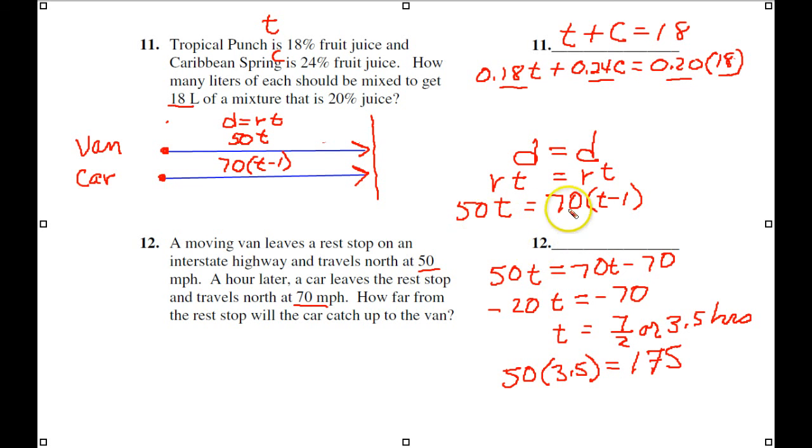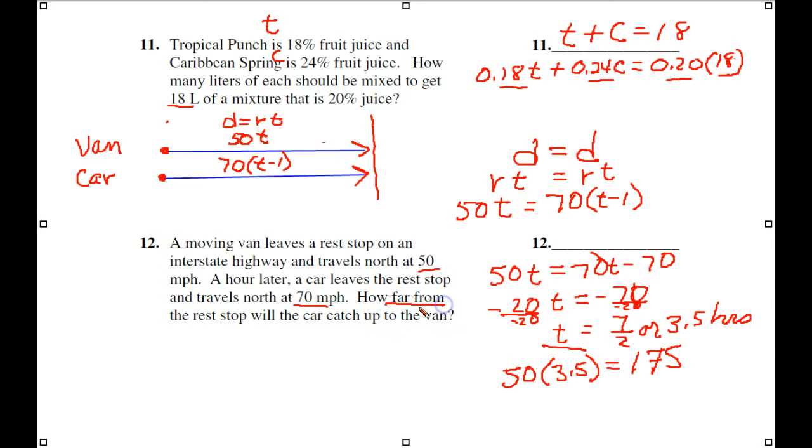So it's 70 times t minus 1. So what do we do? Well, we have to distribute the 70, which we did. I transposed the 70t to the other side, became a negative 70t. I end up with a negative 20t equals a negative 70, divided both sides by a negative 20 here. And then these just cancel out. I get a positive 7/2, or 3.5 hours. That's what my t is. But they don't want to know t. They want to know distance.